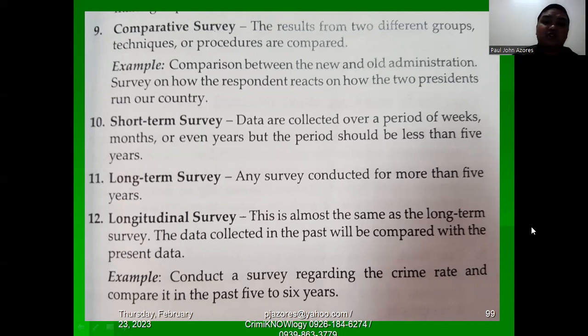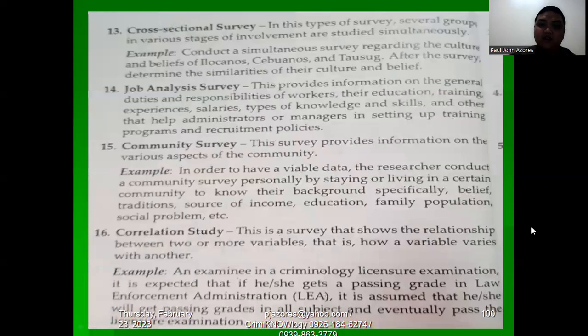But when it comes to the long-term survey, usually more than 5 years, resurveys are conducted and those data will be examined. Longitudinal survey, this is almost the same as the long-term survey. The data collected in the past will be compared with the present data. Conduct a survey regarding the crime rate and compare it in the past 5 to 6 years.